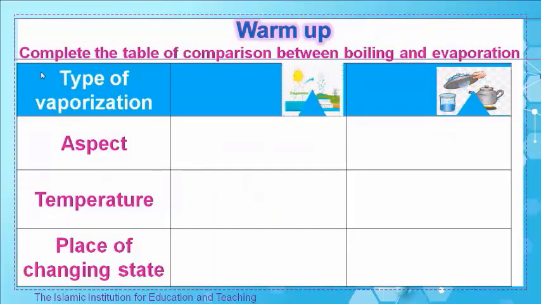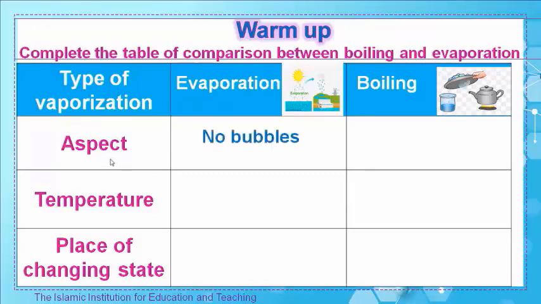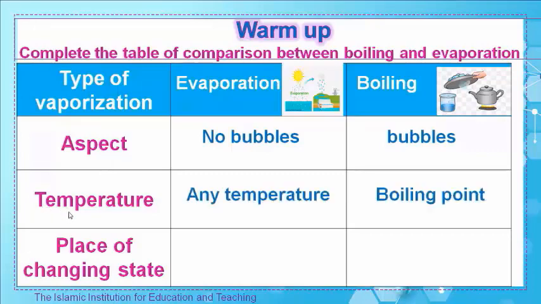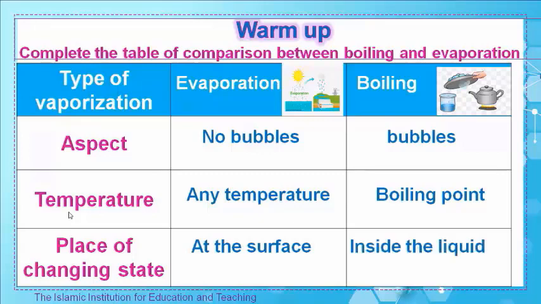Let's recall back. Complete the table of comparison between boiling and evaporation. The first one is evaporation, the second one is boiling. What is the aspect of evaporation? No bubbles, while boiling, formation of bubbles. Evaporation takes place at any temperature, while boiling at boiling point. And evaporation takes place at the surface, boiling inside the liquid.